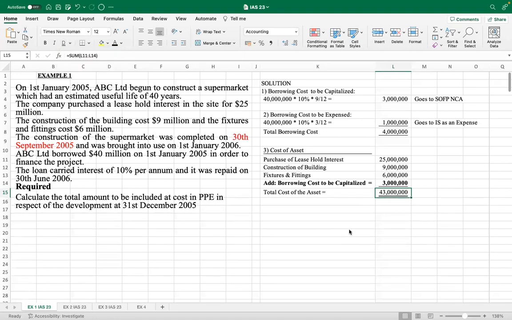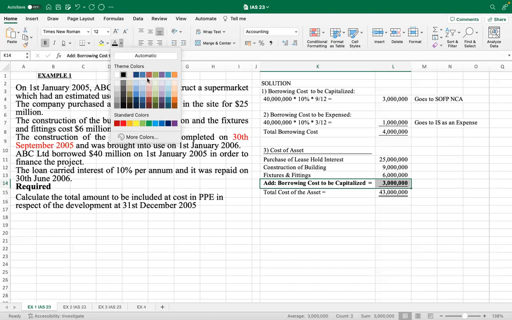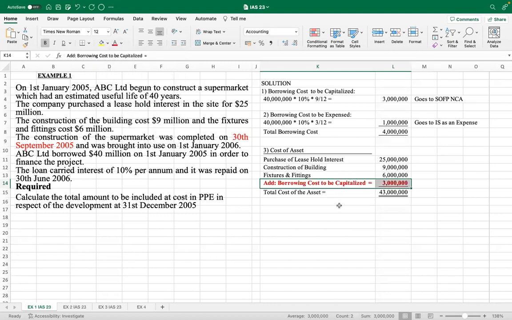If we did not have this standard, we could have taken the cost of the asset as 40 million. If this standard IAS 23 was not there, we could have taken the cost as 40 million. We could not have accounted for what is to be capitalized. What is to be capitalized, we could have taken it to the income statement, the whole of it as an expense. But because the standard tells us borrowing costs should be capitalized, this is the amount to be capitalized. And then this is the total cost of the asset.